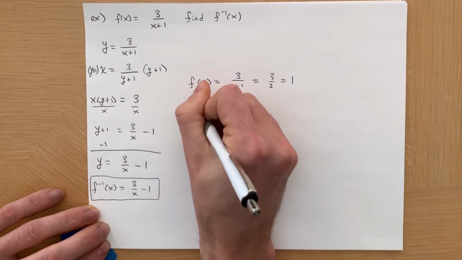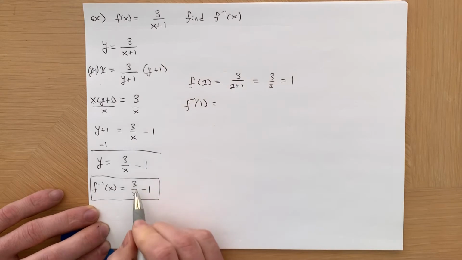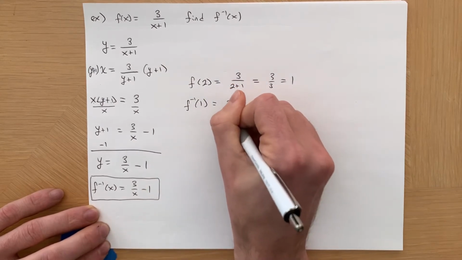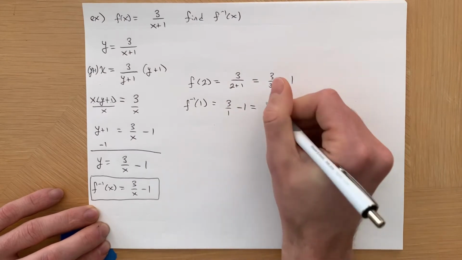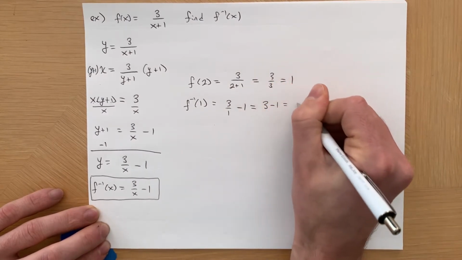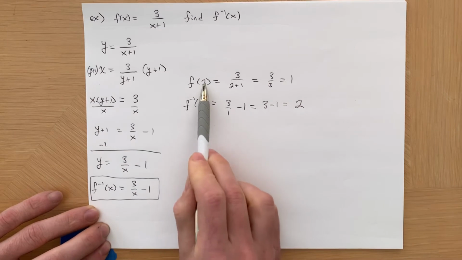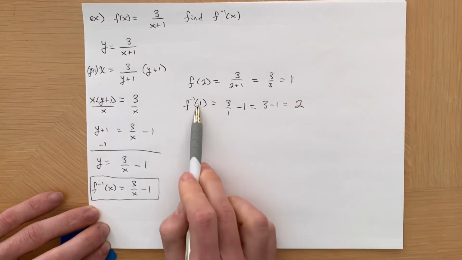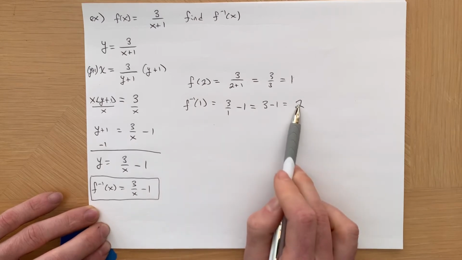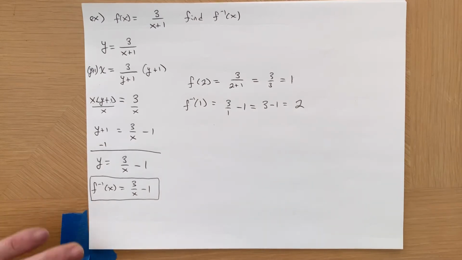So if we plug 1 inside of f inverse, we're going to get 3 over 1 minus 1. So this 3 over 1, that's just 3. So we have 3 minus 1, which is equal to 2. So it does work. We plug in 2 for f, we get 1. That means if we plug in 1 for f inverse, we need to get 2. Here we plug 1 in for f inverse, we also get 2. So that same property still works.